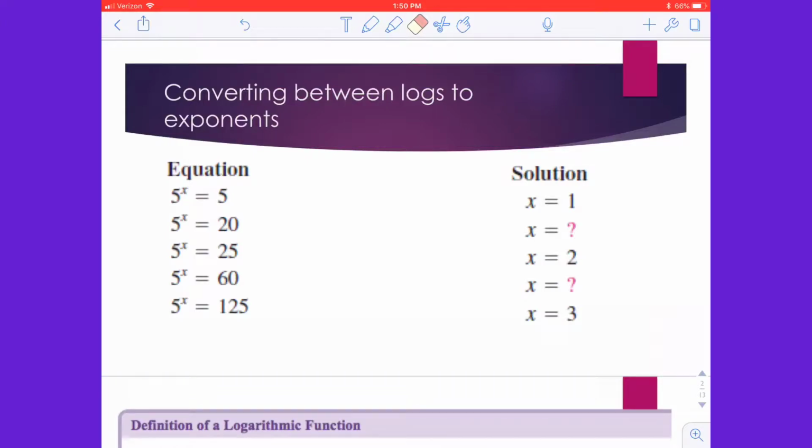Hello students, the purpose of this video is to get you comfortable working with exponential functions as well as logarithmic functions and converting between the two. So we've talked about in a previous video that there is a relationship between logarithms and exponents.